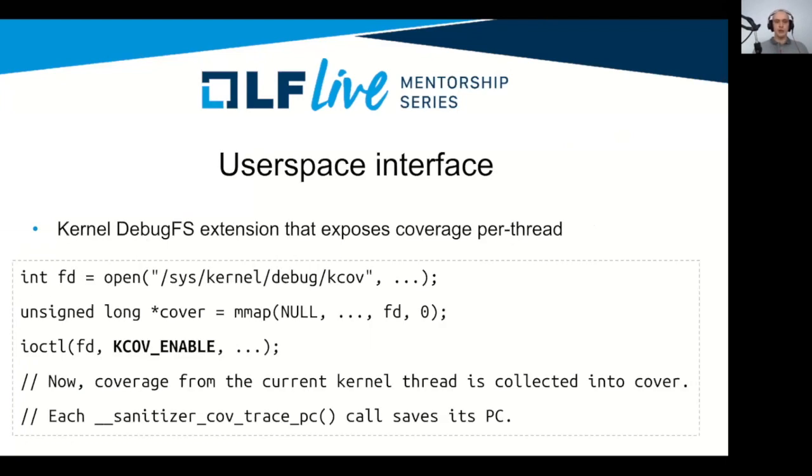So the way you use it is there is a debugfs interface. You open sys/kernel/debug/kakeoff. You mmap the buffer. This is the buffer where the coverage will be collected. And you call the Kakeoff enable ioctl. Now, after you do that, whichever syscalls you execute, coverage that happens in their handlers will be collected into this mmap buffer. So this is done like each sanitizer cov trace PC call will see that Kakeoff is enabled, and it will know that it's supposed to put coverage into this mmap buffer.